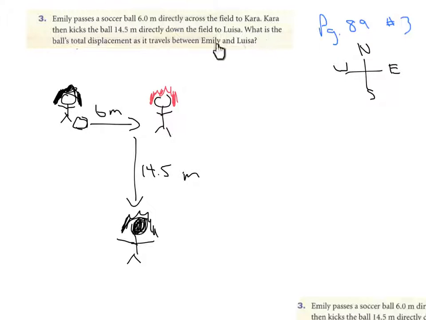The question is, what is the ball's total displacement as it travels between Emily and Louisa? So here's Emily and Louisa. What's this distance? We're going to have to find the resultant vector. Now, if it said what is the ball's total distance, all you would have to do is add 6 to 14.5. The total distance is 20.5 meters. But we don't want that. We want the resultant vector. We want this one. So we need to do our trig. So let's do our trig.